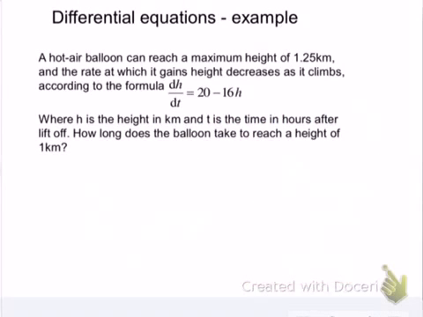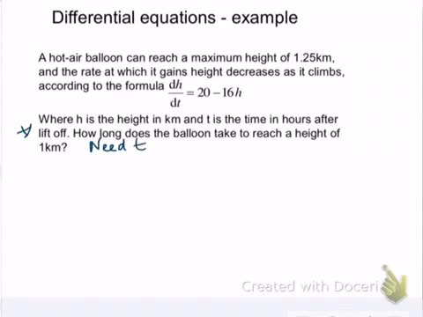Now, in Core 4 we very often get more problem type questions. So we'll go through an example here. A hot air balloon can reach a maximum height of 1.25 kilometres, and the rate at which it gains height decreases as it climbs. According to the formula, dh by dt equals 20 minus 16h, where h is the height in kilometres and t is the time in hours after liftoff. How long does a balloon take to reach a height of 1 kilometre? So we need to find t.